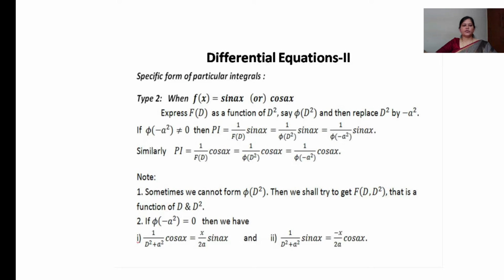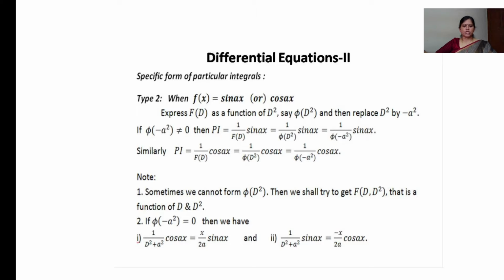Here we are going for some specific form of particular integral, type 2, when f of x is equal to sin ax or cos ax. Express f of D as a function of D square, say phi of D square, and then replace D square by minus a square. If phi of minus a square is not equal to 0, then the particular integral is equal to 1 by f of D into sin ax, that is equal to 1 by phi of D square into sin ax, is equal to 1 over phi of minus a square into sin ax. Similarly, we will get it for cos ax.